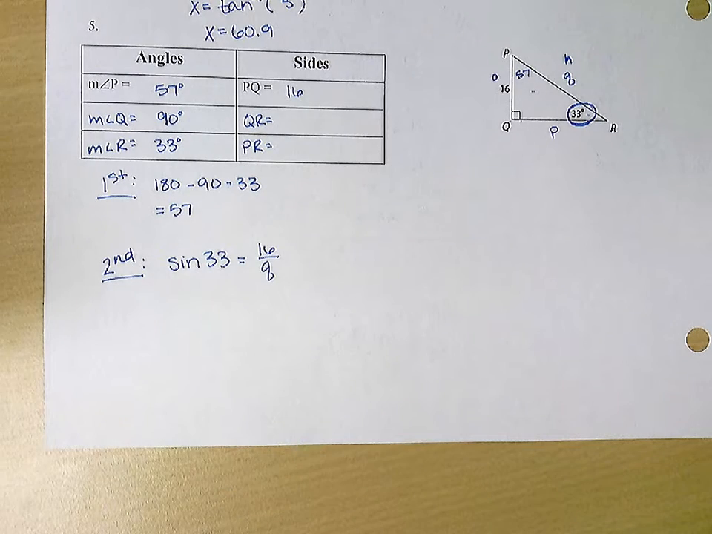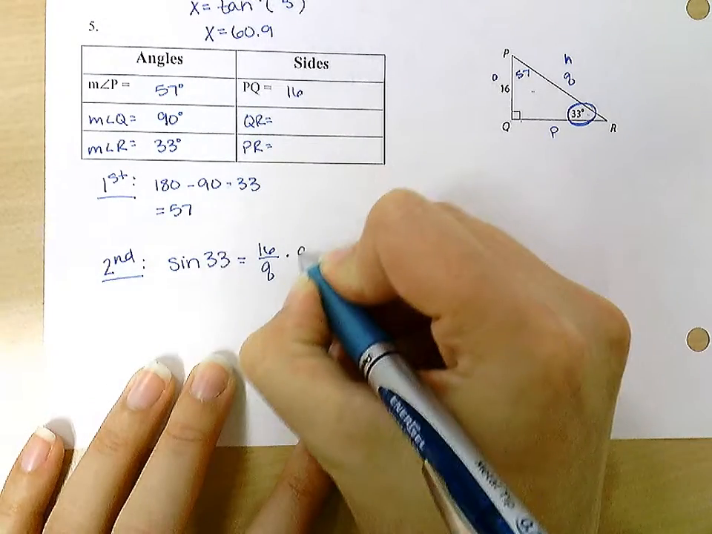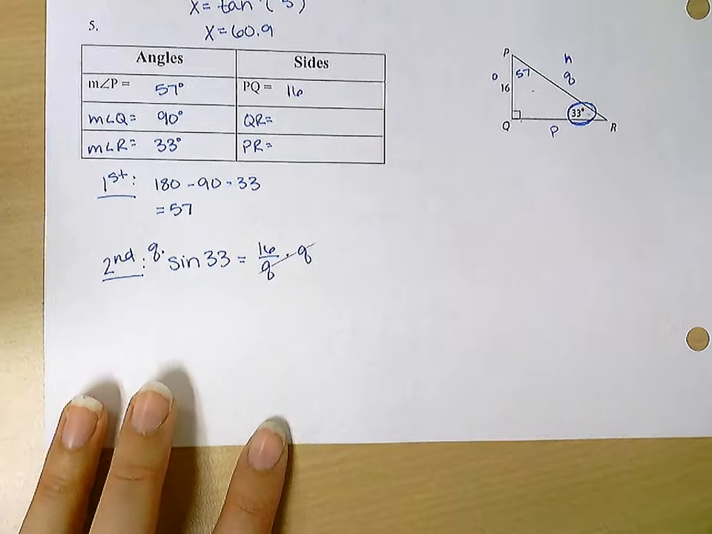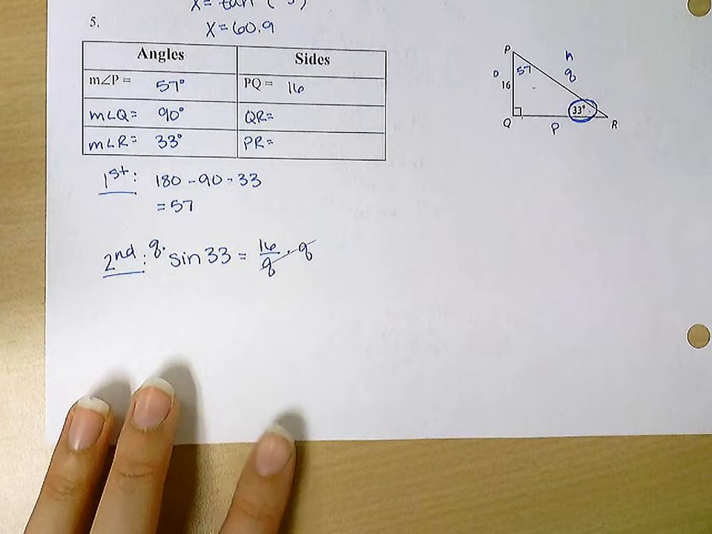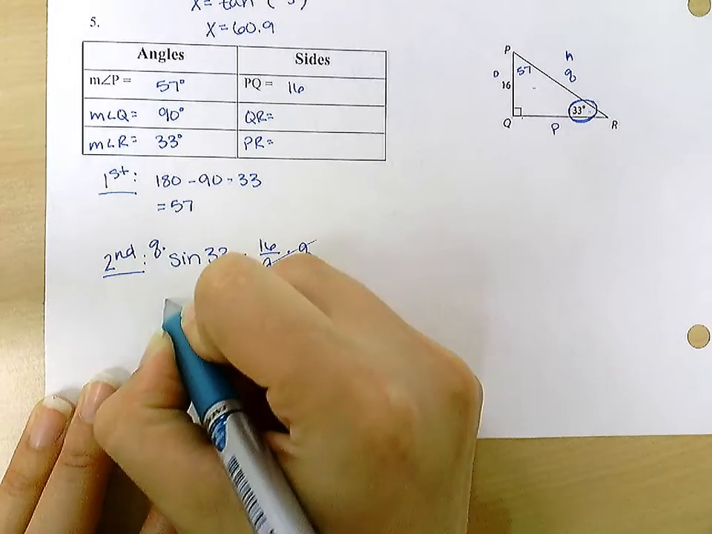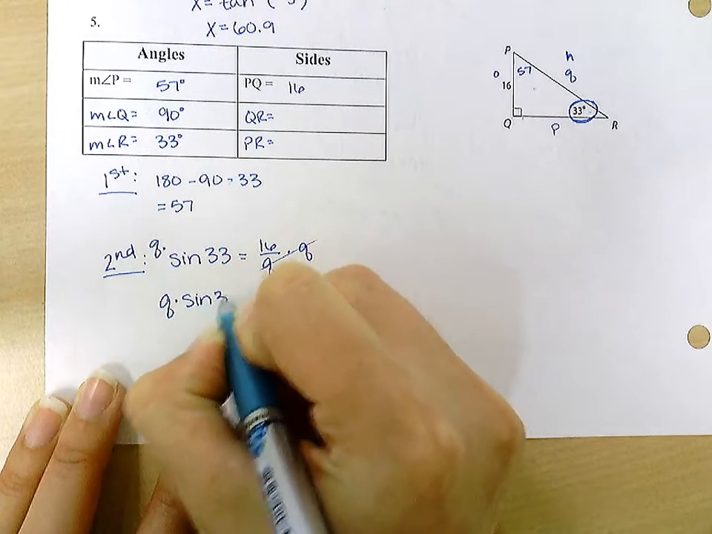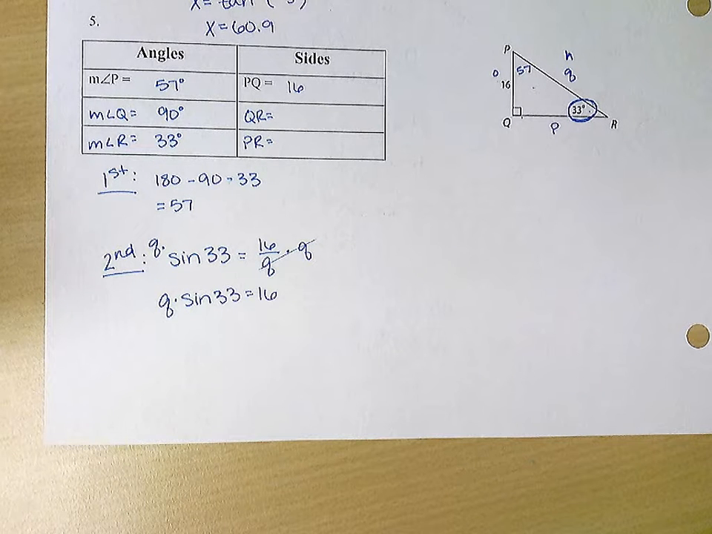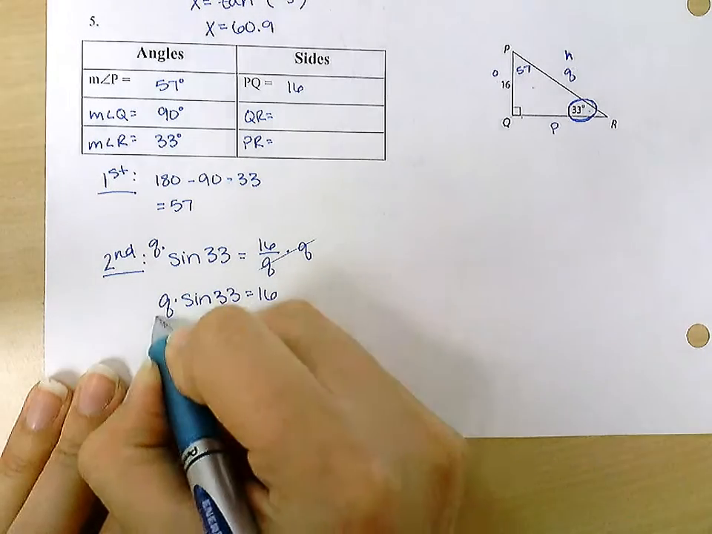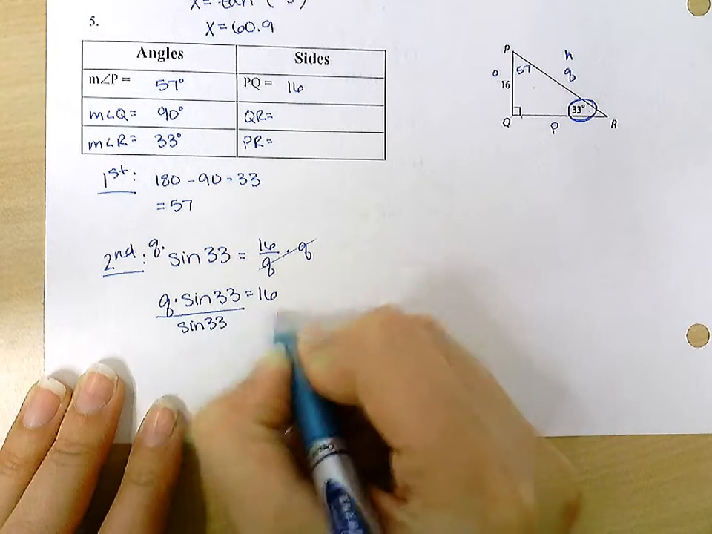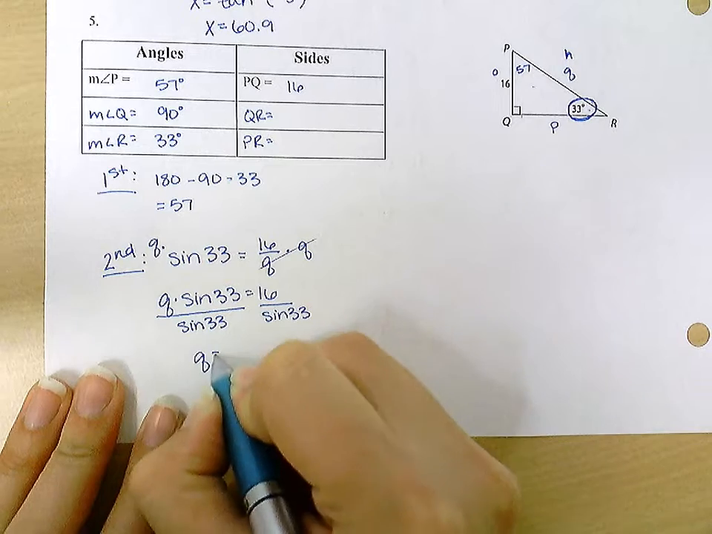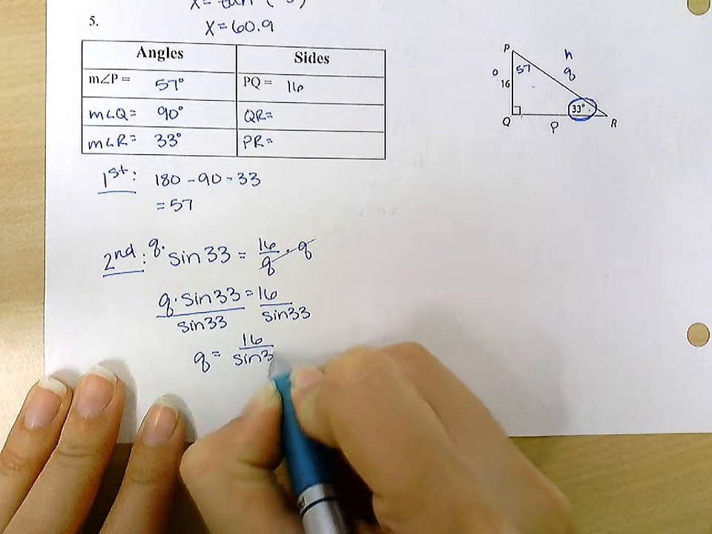From here, this is what we did yesterday. What do I have to multiply by? The denominator. Good. So I'm going to multiply by q on both sides so that it cancels out over here. So we have q times the sine of 33 is equal to 16. Now I want q by itself. What do I have to do? Divide. So I'm going to divide both sides by sine of 33. So I have q is equal to 16 divided by sine of 33.